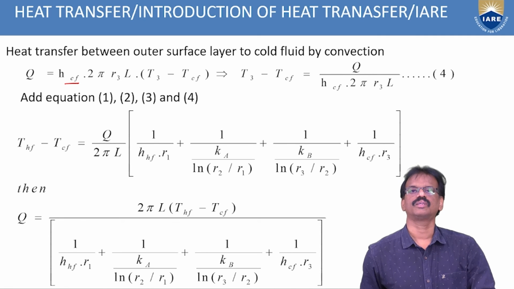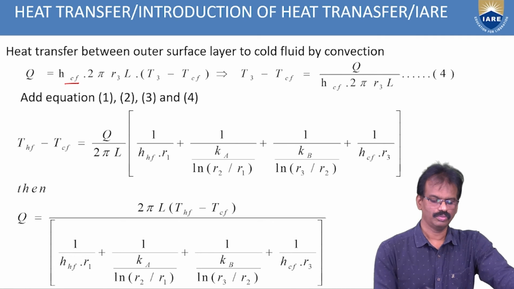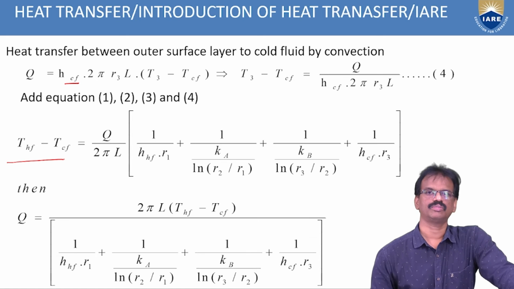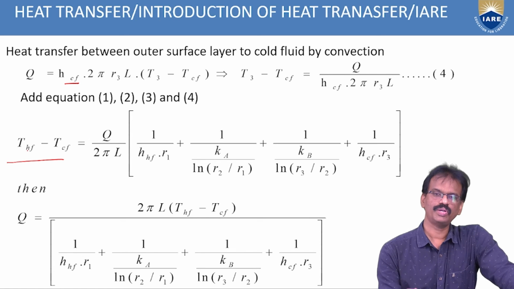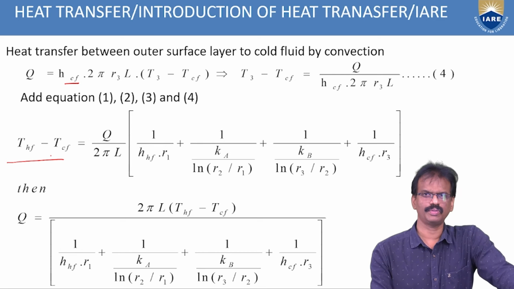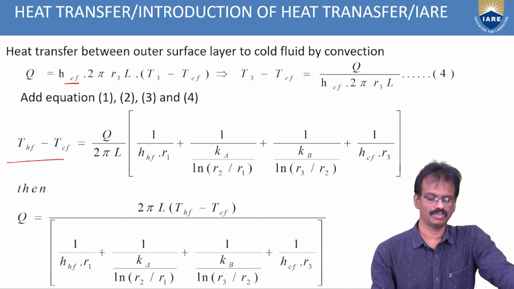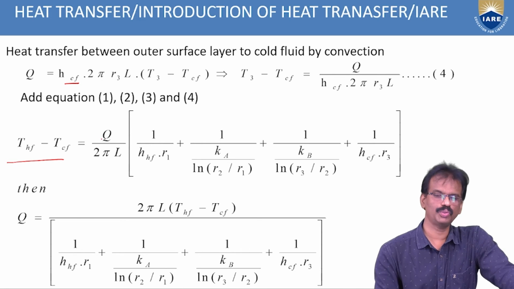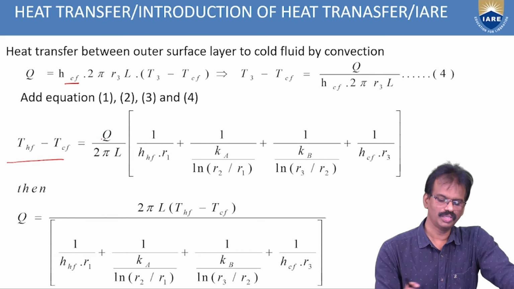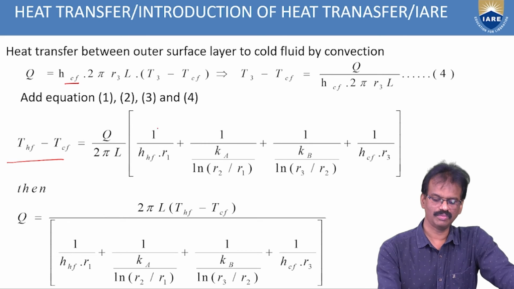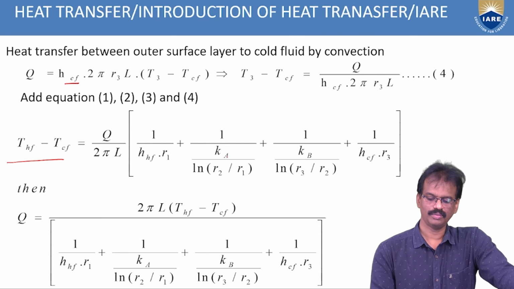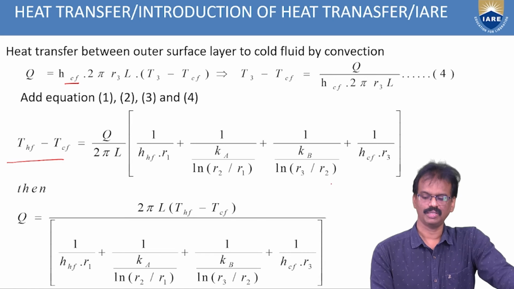So you got the final formula. This is the left side of temperatures, the initial temperature and final temperature, it means the temperature of the hot fluid minus the temperature of the cold fluid. In the right side terms, in all four terms, Q by 2 pi L is the common term. If you take that common term, from the first equation: 1 by HF R1 plus 1 by Ka ln R2 by R1, 1 by Kb ln R3 by R2, and 1 by HCF R3.